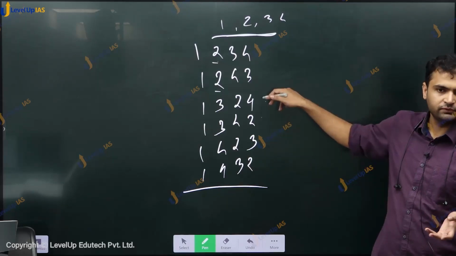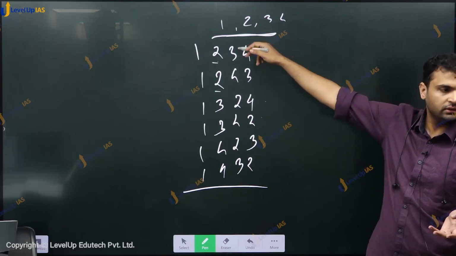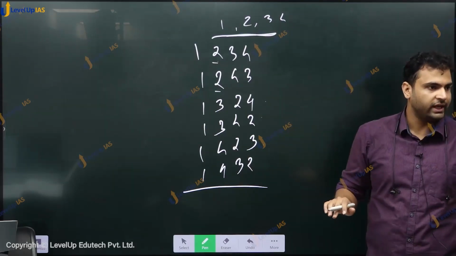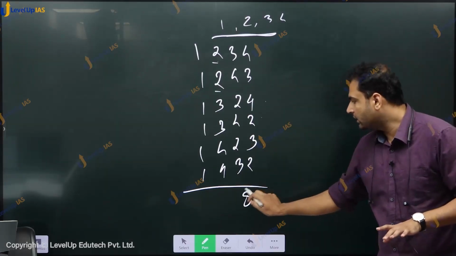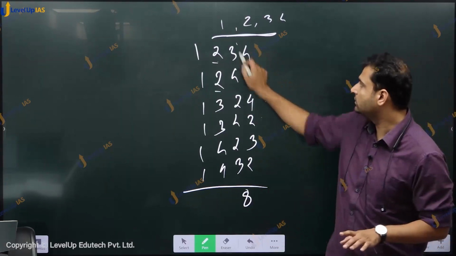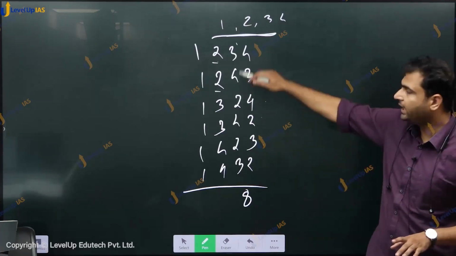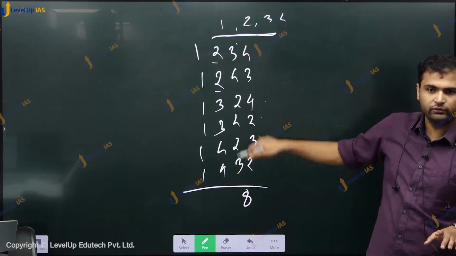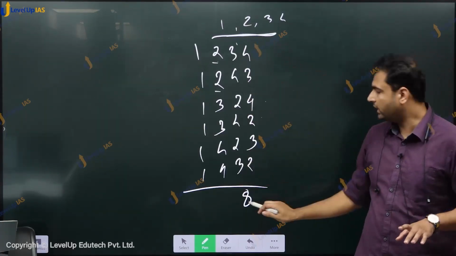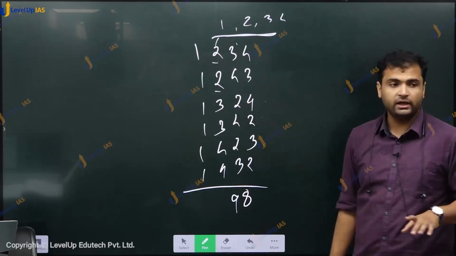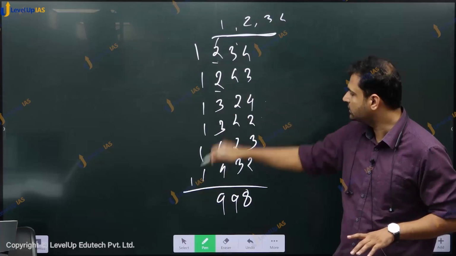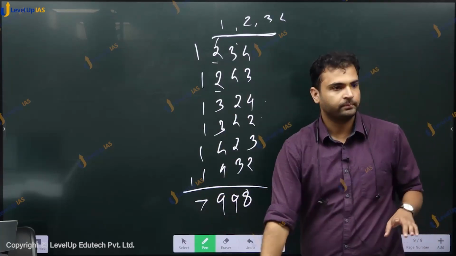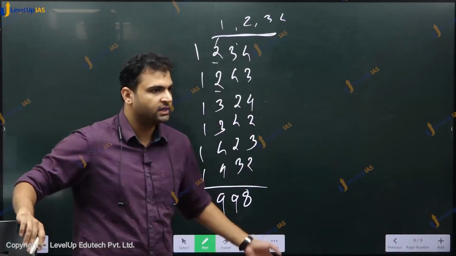What is 2 plus 3 plus 4 plus 2 plus 3 plus 4? 2 plus 3 plus 4 is 9 and 9 plus 9 is 18. 18 का 8 and carry forward is 1. This would be again 18. 2 3 4 2 3 4 plus 1 is 19, 19 का 9, again carry forward, again 18 plus 9, carry 1, and then this is 7. That is the answer.